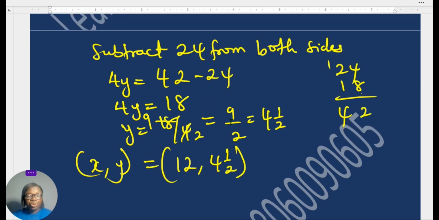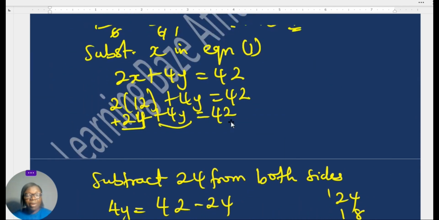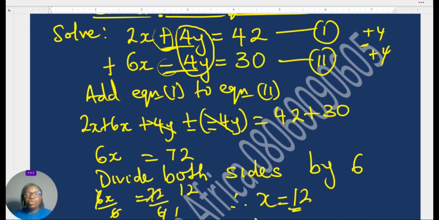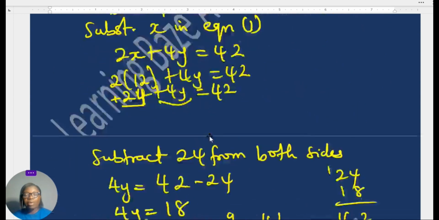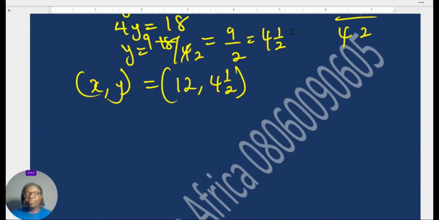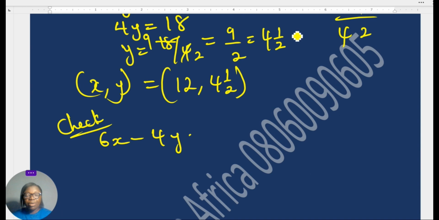Like I do, we have to cross-check if our answers are correct or not. So you scroll up, and let's use equation 2 to check our answers. So we have 6x minus 4y equals 30. Don't forget we are using equation 2 to check. So now wherever we have x, we replace with 12. Wherever we have y, we replace with 4.5.